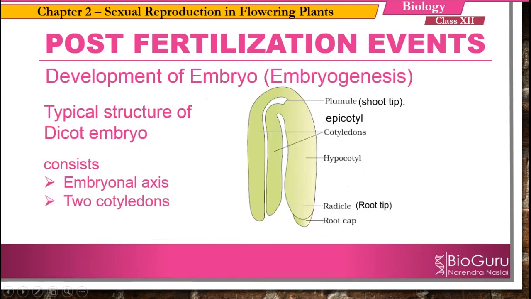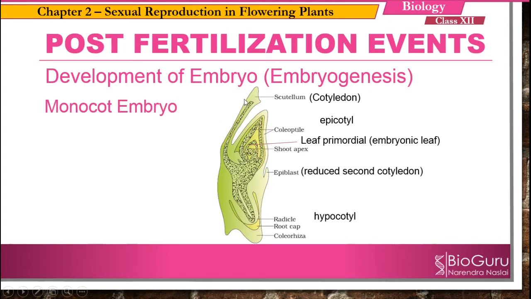Let us now study the structure of the dicot embryo. A typical dicot embryo consists of an embryonal axis and two cotyledons. The portion of the embryonal axis above the level of the cotyledons is called the epicotyl, and it contains the plumule, that is the shoot tip. The portion below the cotyledons is called the hypocotyl, and it contains the radicle, that is nothing but the root tip. The root tip is covered by the root cap.